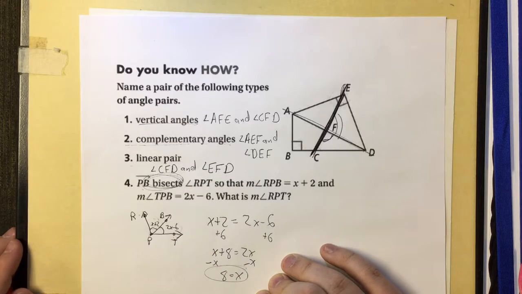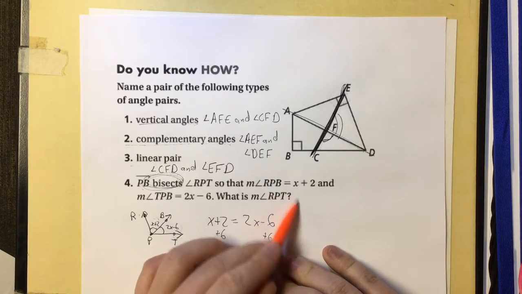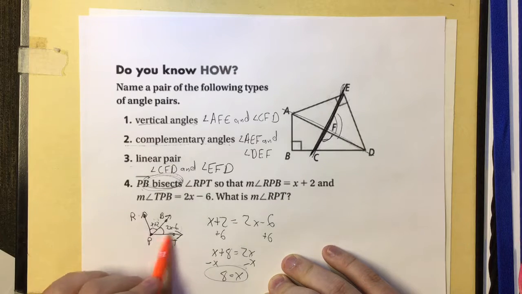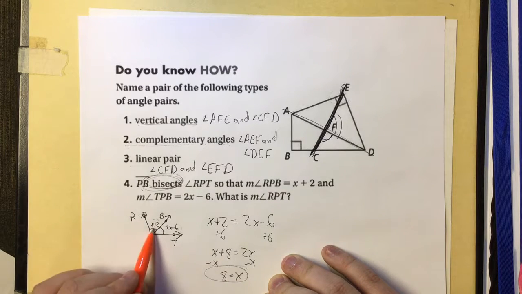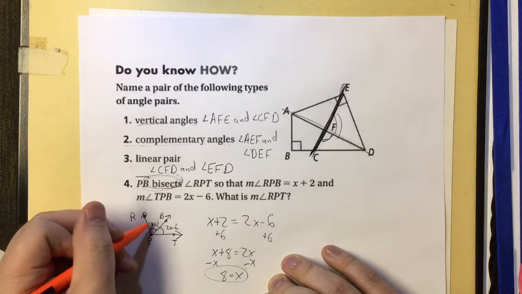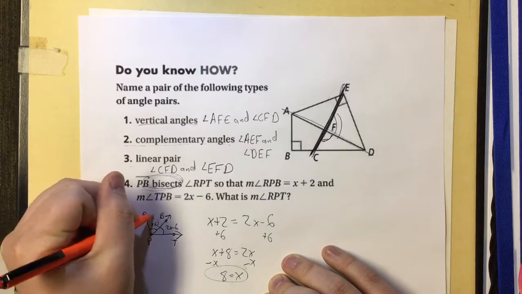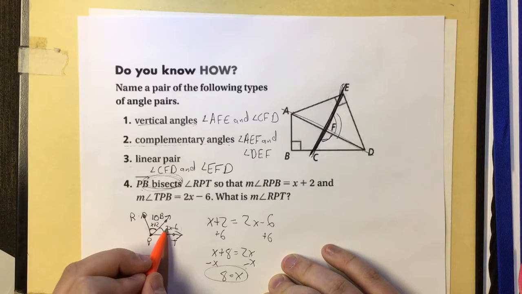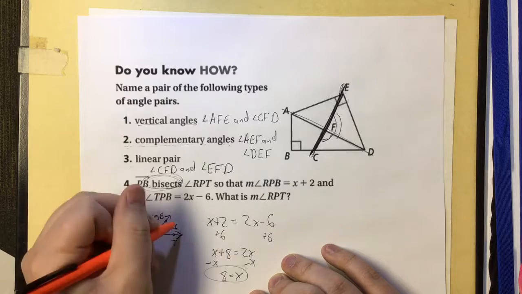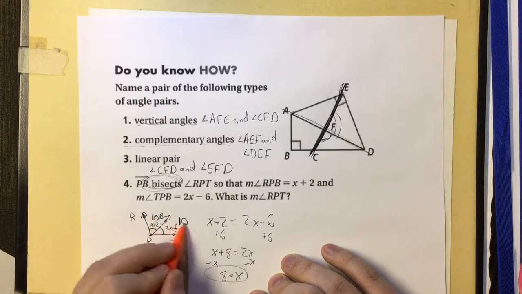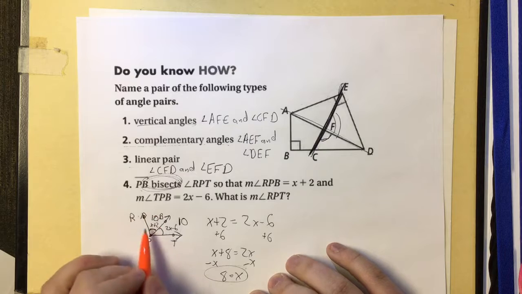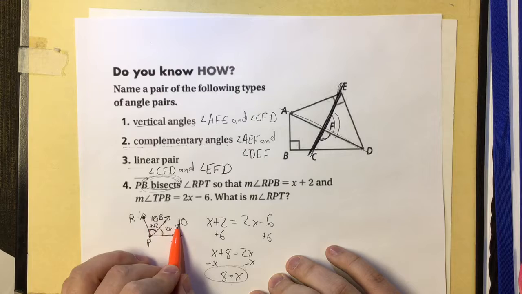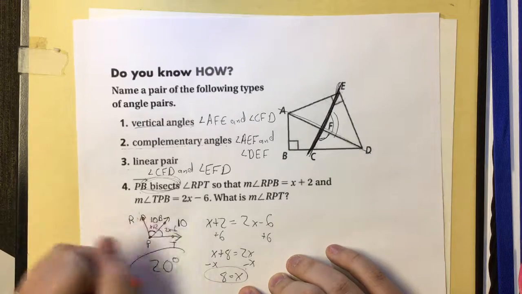So we know that x is 8, but it doesn't ask for x, it wants RPT. So we have to find RPT, that's the whole thing. So I'm going to take 8, plug it back into both of these. If I plug in 8 here, 8 plus 2 is 10, so this top part is 10. If I plug 8 in here, 2 times 8 is 16, 16 minus 6, this piece is 10. And I like that those are the same answer. But now to find the whole thing, I do left piece plus right piece equals the whole thing. 10 plus 10 equals 20 degrees for our final answer.